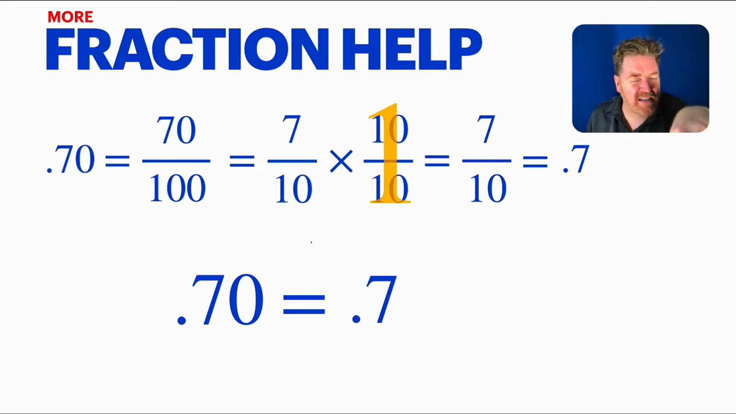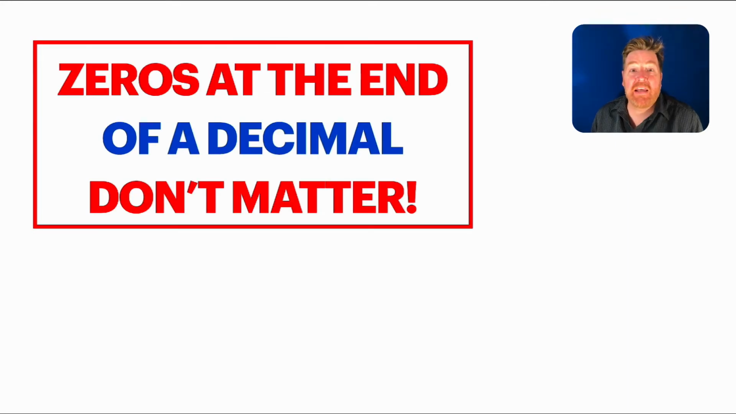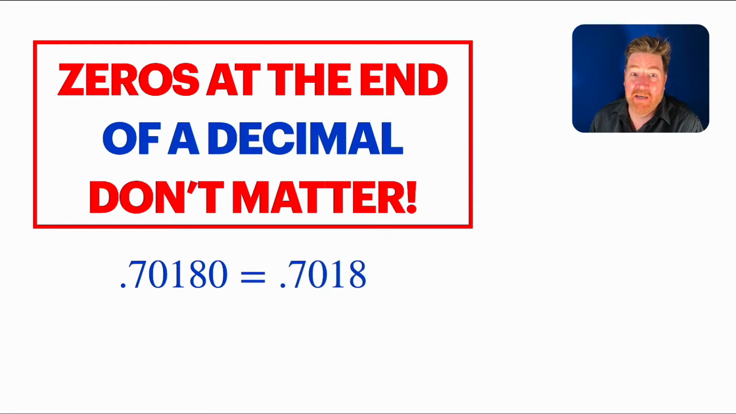But that turns out to be really super important and generalizes. It turns out, see that 0 at the end of 0.70? It's not changing the value. Zeros at the end of a decimal don't matter. They don't change the value of the decimal. So for example, 0.70180, see that 0 on the end? It's not doing anything for the value. It's equal to if you just had 0.7018. That's it. Okay, that 0 on the end isn't doing anything to the value.